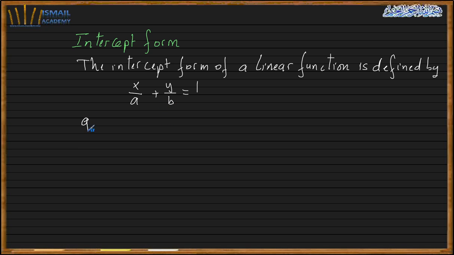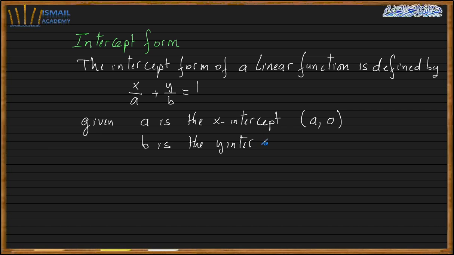Given a is the x-intercept, this means this is the point (a, 0), and b is the y-intercept, which means (0, b). So this is the notation of intercept form. Now let's do an example to show you how to write an equation in intercept form.